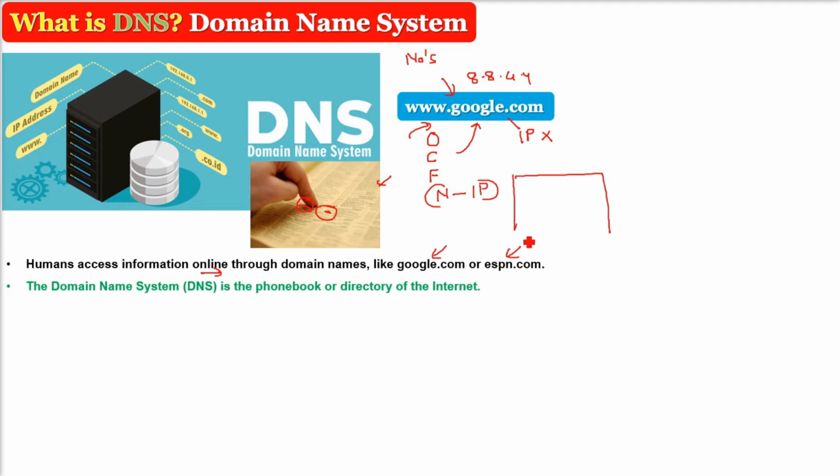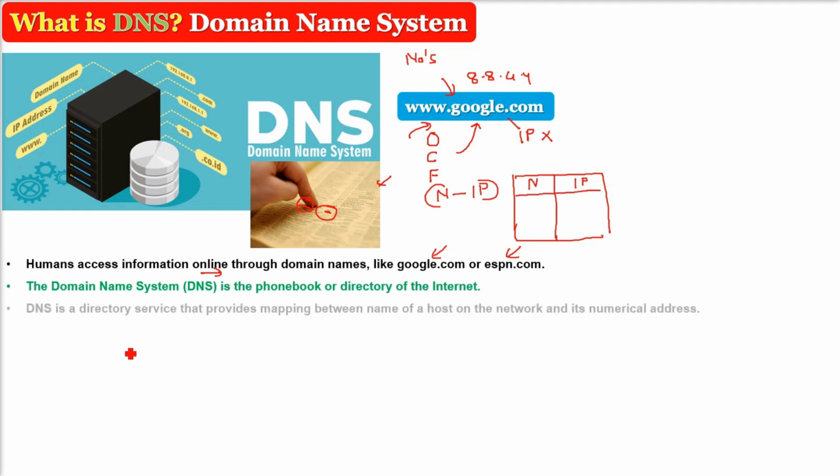So this is a phone book or a directory of the internet. On the left you have the name and on the right you have the IP. When you type in the name, the IP should come up, and that is the whole work of the domain name system. DNS is a directory service that provides mapping between the name of the host on the network and its numerical address, which we call the IP address. It can be IPv4 or IPv6. This IP is replaced by the name of the domain, and that's how you can get hold of the website or the web content.